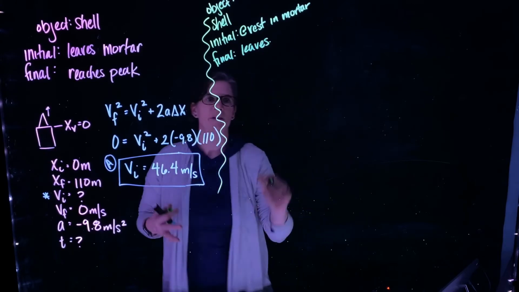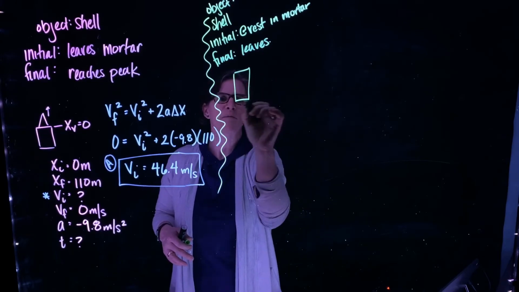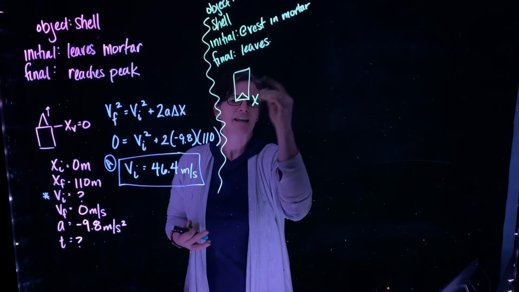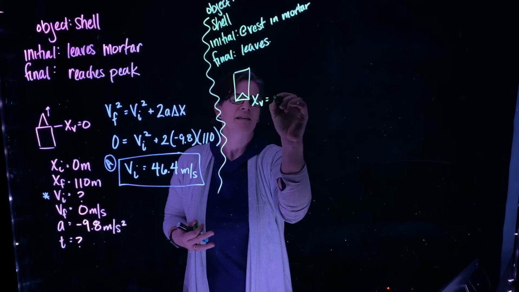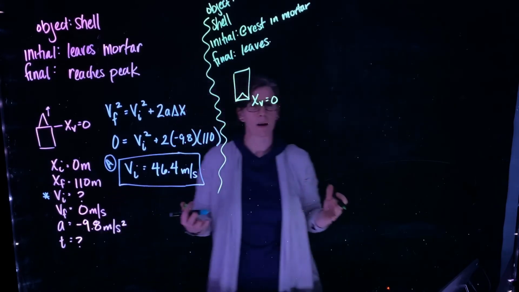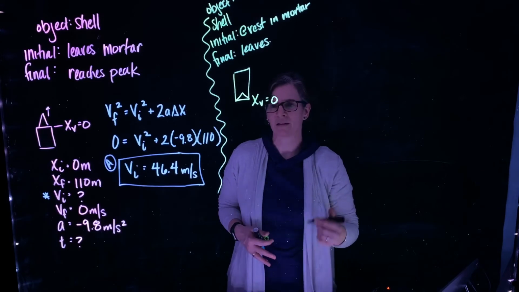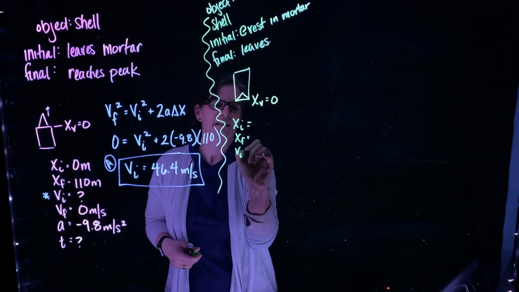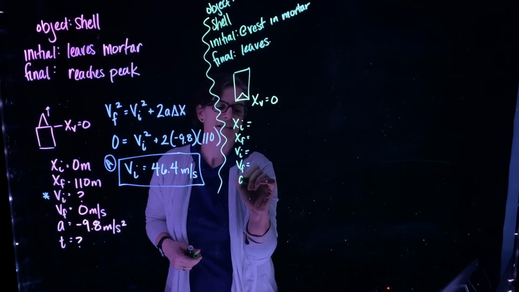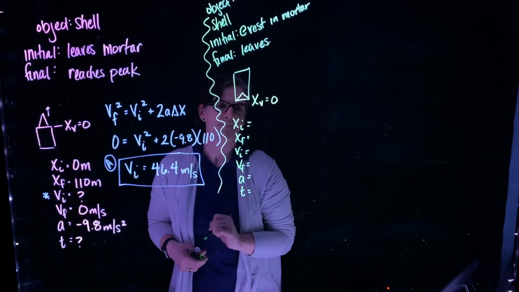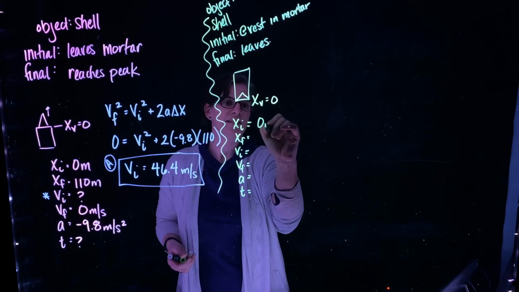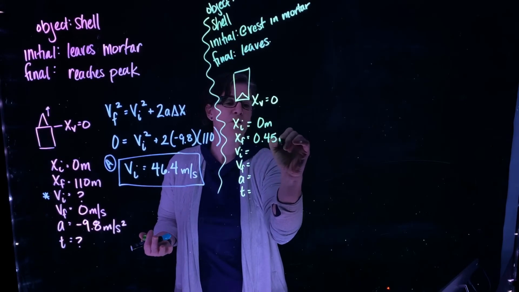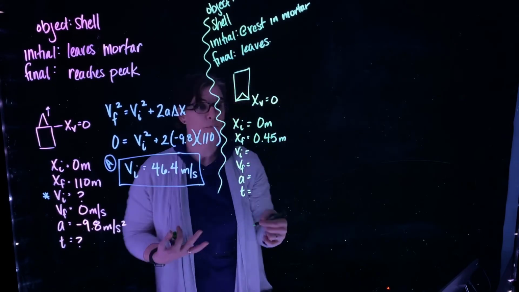All right, so we'll draw a picture. Here's that mortar. Here's that shell at rest inside. In this case, I'm going to say that the bottom here is my position 0. I'm in a new problem, so I can define a new origin. So we want to look at our initial position, final position, initial velocity, final velocity, acceleration, and time. We're saying it starts at the bottom. We know the mortar is 0.45 meters long, and so this position is 0.45 meters.